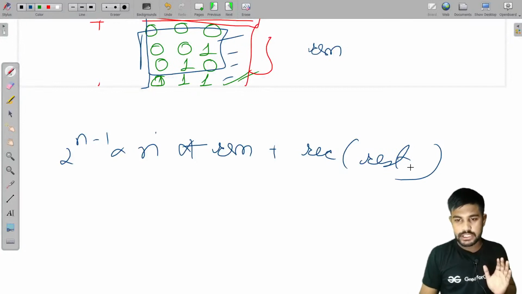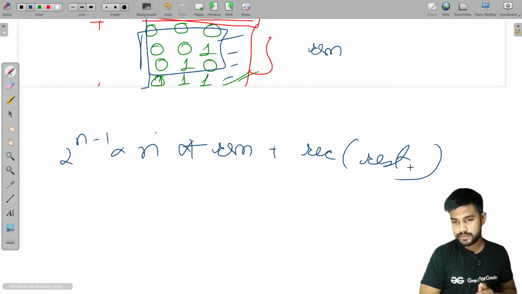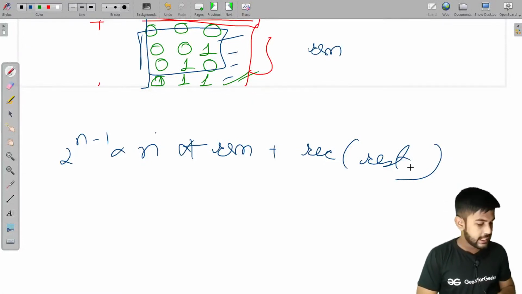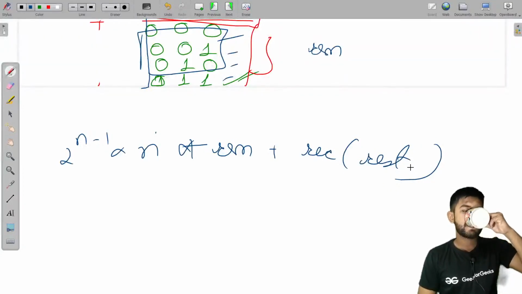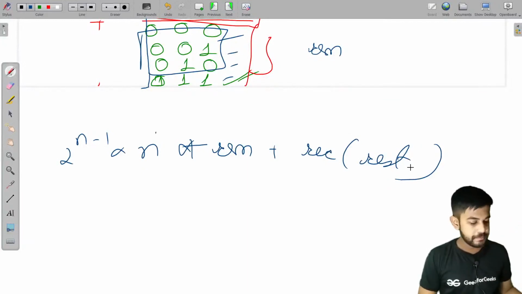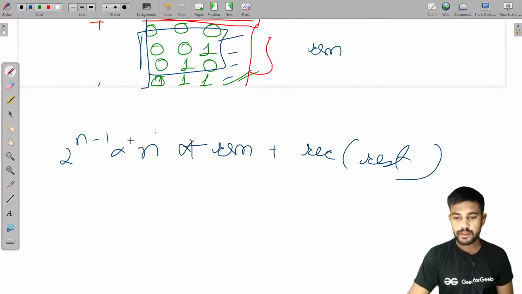Can I have a quick +1 in the chat that I am clear till this point or not? Just let me know if I am clear till this point or not. Okay, I don't know what is the problem today. No one is replying. Okay, so we would move forward with the approach.